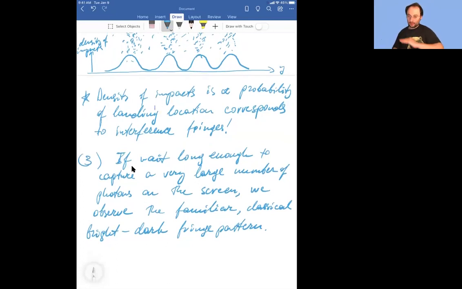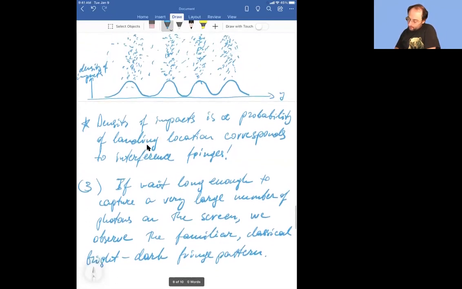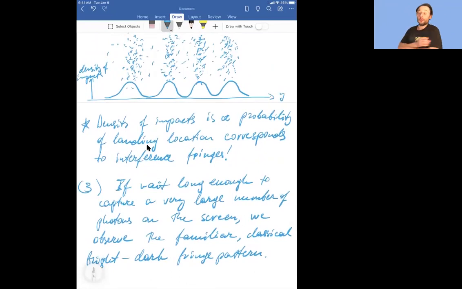I wrote down what I said at the end of the last part: that if we wait long enough to capture a very, very large number of photons on the screen, we observe the familiar classical bright-dark fringe pattern. So notice what happened. I'm using the double slit experiment as an arena for reasoning, as a workhorse for reasoning out.